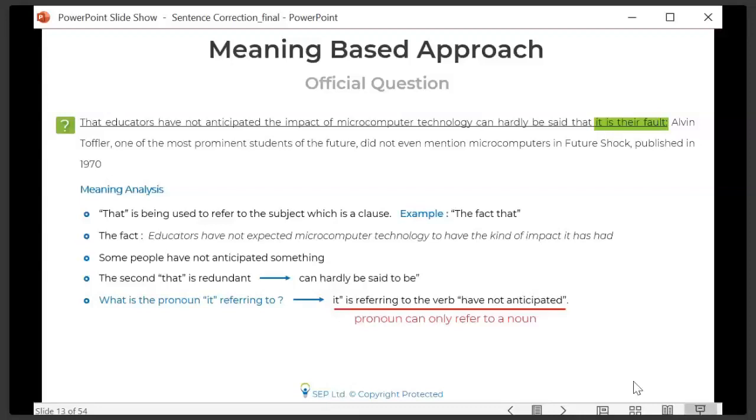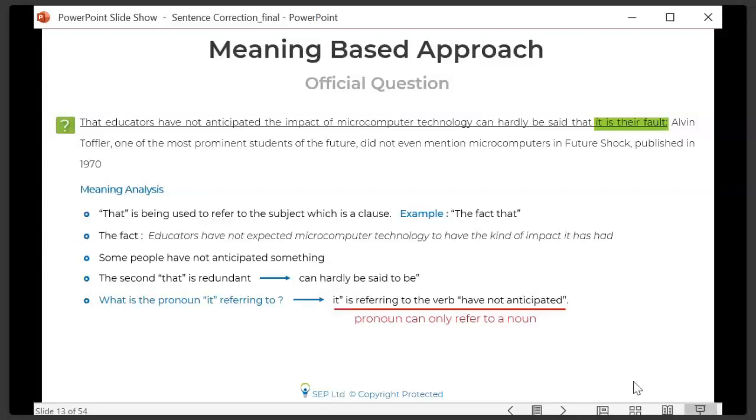It is referring to that, and therefore we know that a pronoun can refer only to a noun, it cannot refer to a verb, and therefore this is incorrect. It is referring to have not anticipated, okay? Educators have not anticipated the impact of microcomputer technology. It is not their fault that they have not anticipated. So the it is referring to have not anticipated, the verb, all right? And that is the error here in this part.